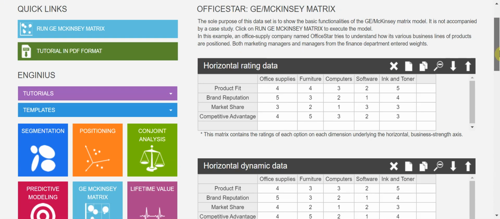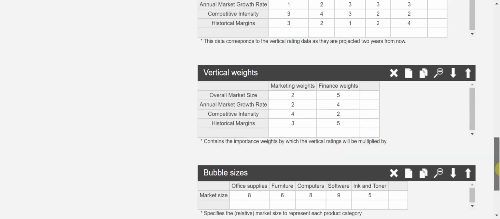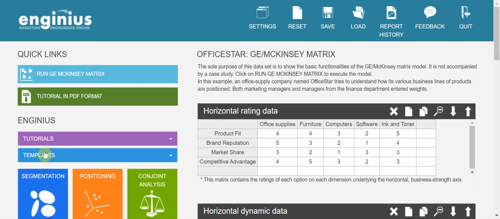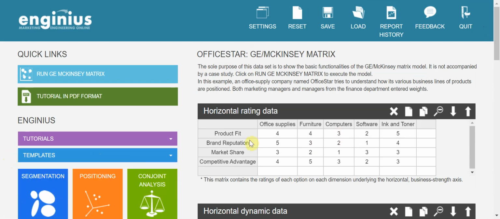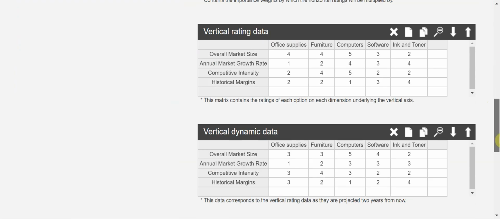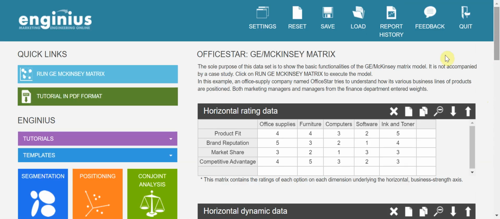You can also create this kind of data set, no problem, using the templates. In the templates, you can choose the GE McKinsey Matrix. You can see the blank tables, and then you can fill in the tables with your ratings and evaluation. Same thing, we will do that later. But this time, with the data filled in, we can conduct the analysis. Very simple. At the top, you can see Run GE McKinsey Matrix.